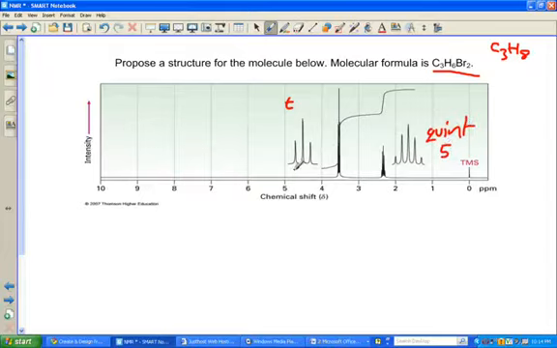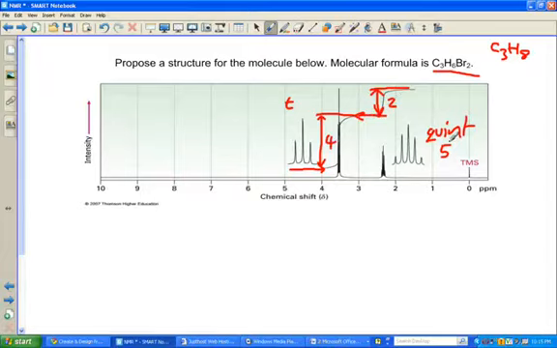Now let's look at our integrations. All right, there's one, there's the other. Let's extend that line over a bit. So we have this distance here, and then when we do the same thing and put that line there, and then we measure these 2, what we get is the fact that this peak is actually twice as big as this one. 4 to 2 or 2 to 1, however you want to look at it. When I come up with a ratio of 4 to 2, notice that 4 plus 2 is 6 hydrogens, so it's probably the 6 in the molecule.